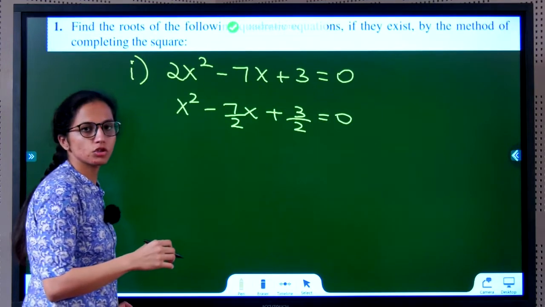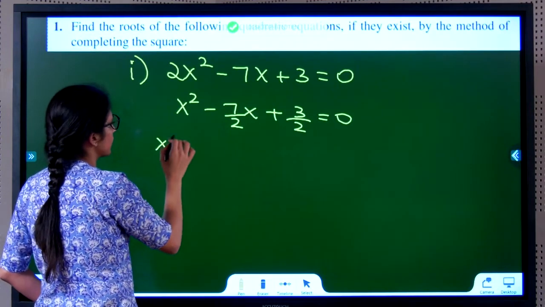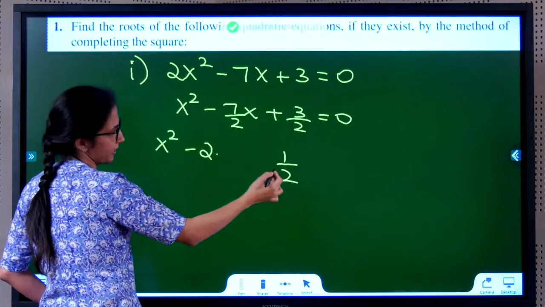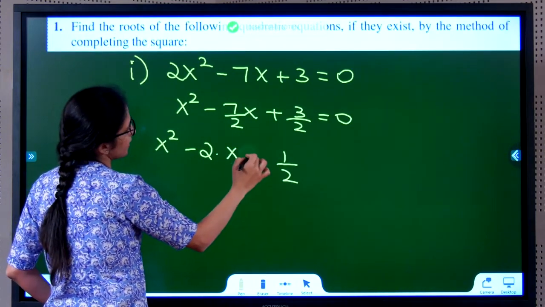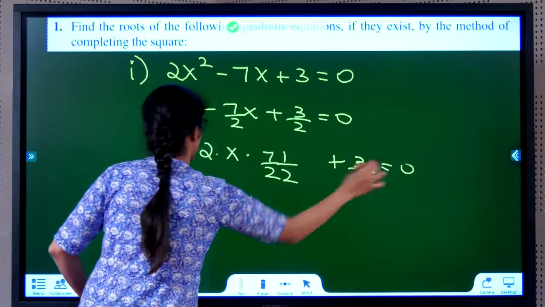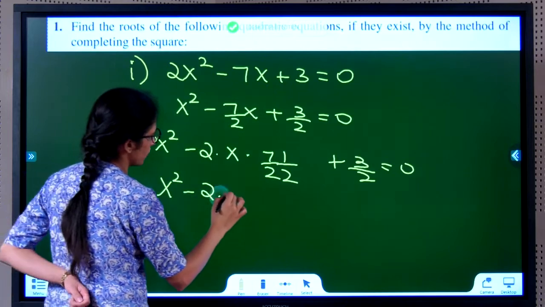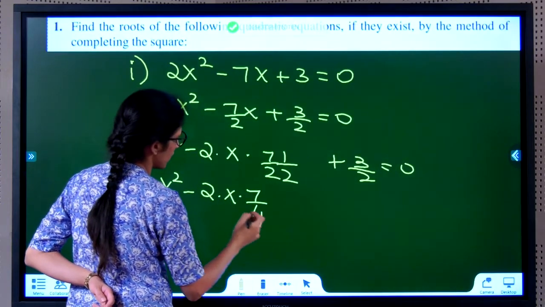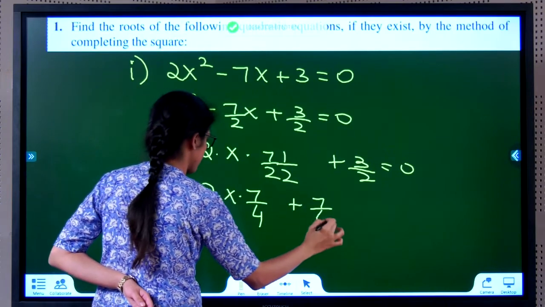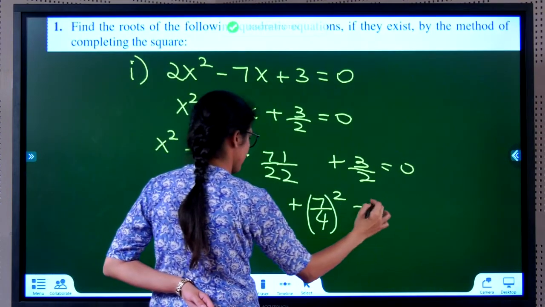Next, create a minus 2ab or plus 2ab. Since this is minus, we create minus 2ab. You put a 2, so remove the 2 by multiplying and dividing by 2. X is here, 7 by 2 is extra, plus 3 by 2 is 0. So x square minus 2 into x into 7 by 4. So 2ab, this is my b. So add and remove b square.